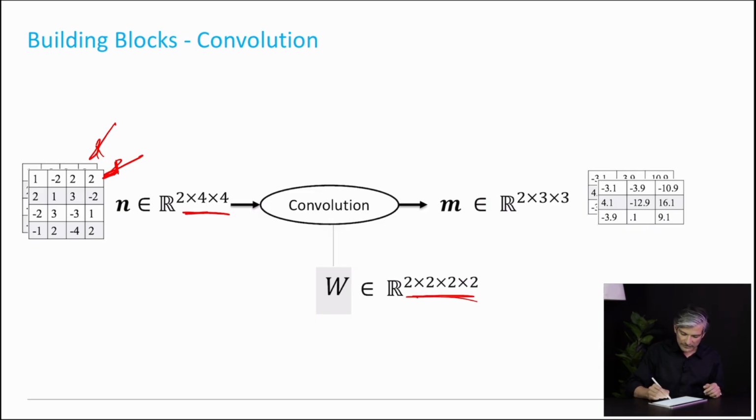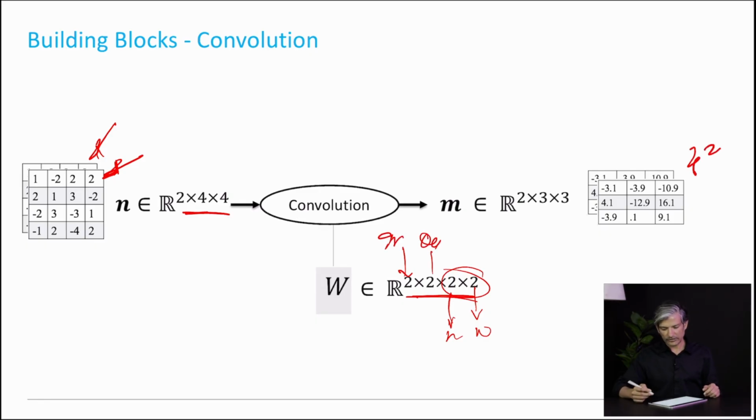Why? Because the height is 2 and the width is also 2. This is the number of input channels and this is the number of output channels, and here you see we have 2 output channels. What is the size of the output? It's 3 cross 3. Why? Because earlier we had 4 minus the size of the kernel 2, and then plus 1. So 4 minus 2 plus 1 is equal to 3, and this is why it's 3 cross 3.